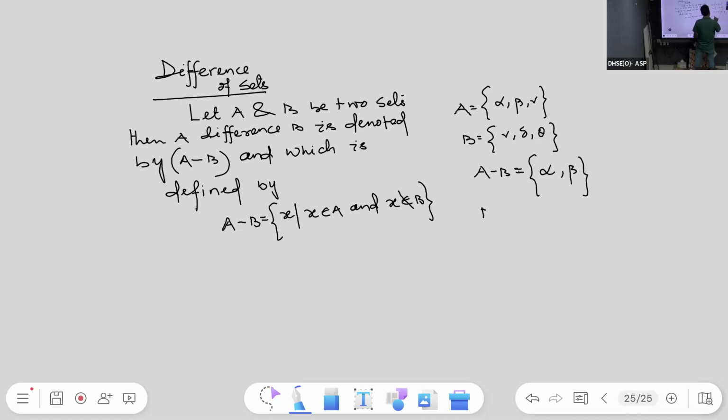Again, B difference A is equal to the elements that are present in B but not in A. Gamma belongs to B, but gamma also belongs to A, so gamma should not be taken in B difference A. Delta belongs to B and doesn't belong to A, so delta is taken, and theta is also taken in B difference A. So from this illustration, it is clear that A difference B is not equal to B difference A. Okay. Then come to the Venn diagram of A difference B.